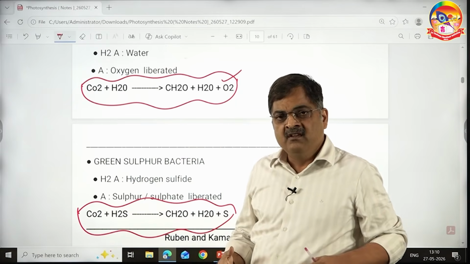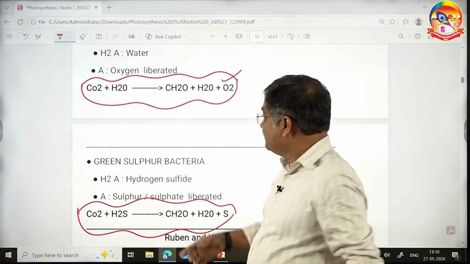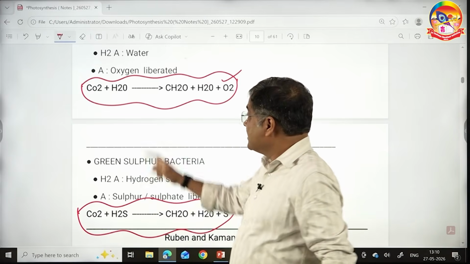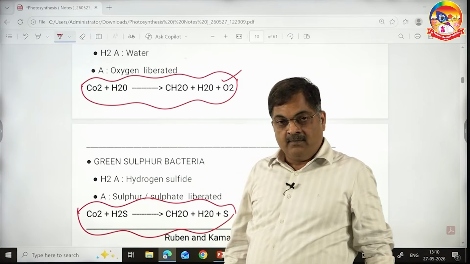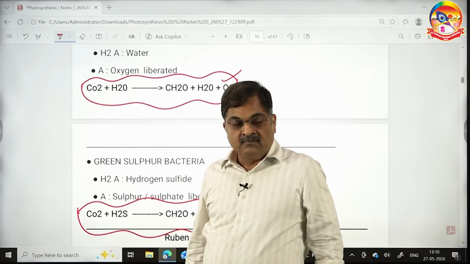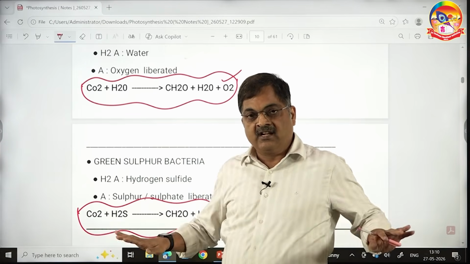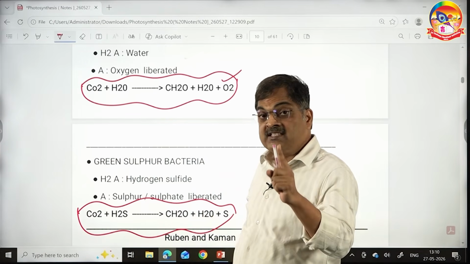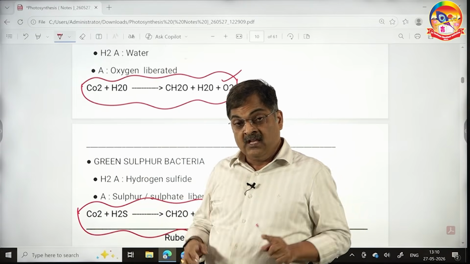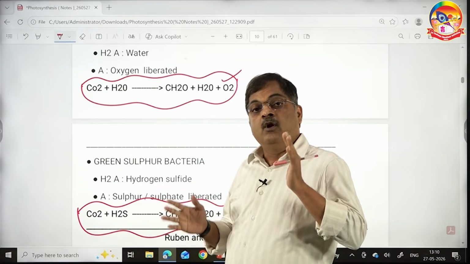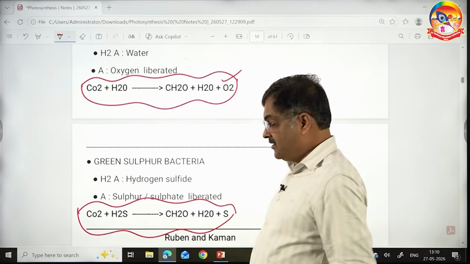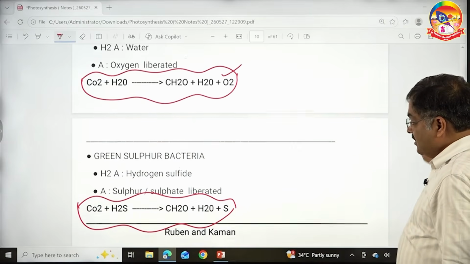That was a time when people were a little confused about this oxygen release. Is it coming from CO2 or water? Because both of them contain oxygen. Van Niel, conveniently with this experiment, working on green sulfur bacteria, proved to the world that the oxygen evolved comes from water, not from carbon dioxide. This is a very important point.